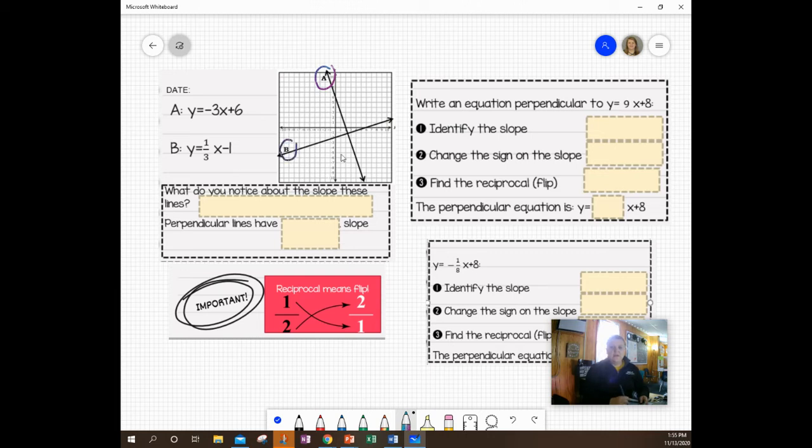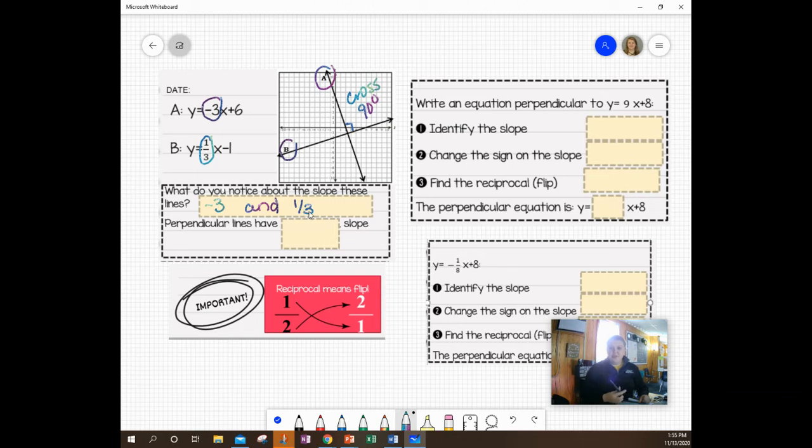Okay, so if we analyze these graphs, what we notice just visually is that they cross each other. And mathematically speaking, they cross each other at a 90-degree angle, right? Now, looking at their slopes, I have a -3 and I have a positive 1/3. So there's my -3, and the positive 1/3.